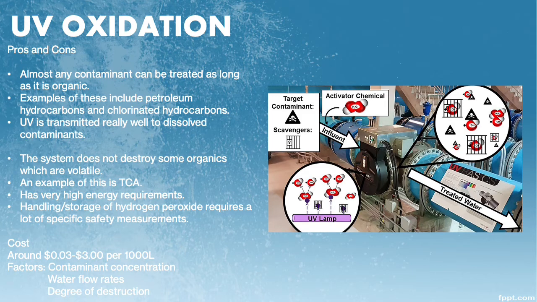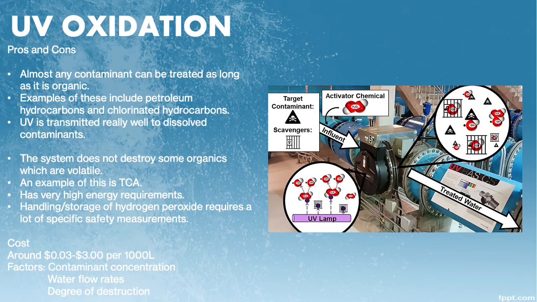The water flow rates can have an effect, and even the degree of destruction. From the name, it's how much you want the contaminants to be destroyed. So all of these factors can directly have an effect on how expensive the whole process can be.